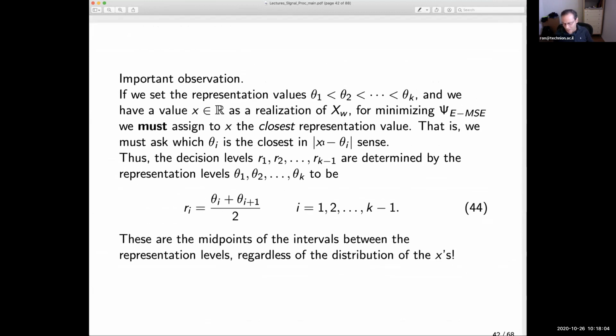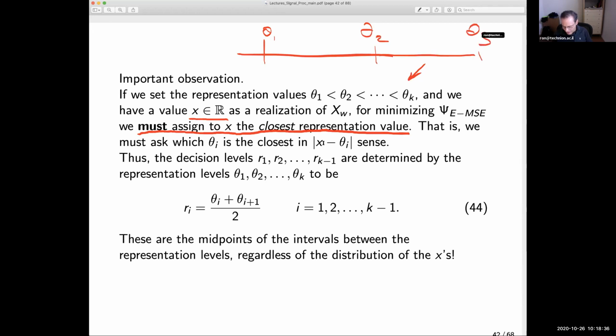So there is also this important observation. If somebody is giving me these values, and this is what Sean was saying, and we have the values of x that belongs to my R as realization of this theta, then x must be assigned to the closest representation value. So again, somebody is giving me my theta, so this would be my theta 1, and this would be my theta 2, and here would be my theta 3. So if somebody is now giving me a value somewhere here, the assignment would be to the theta which is closest.